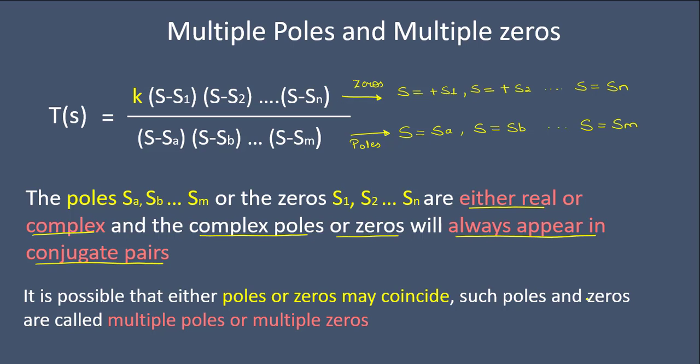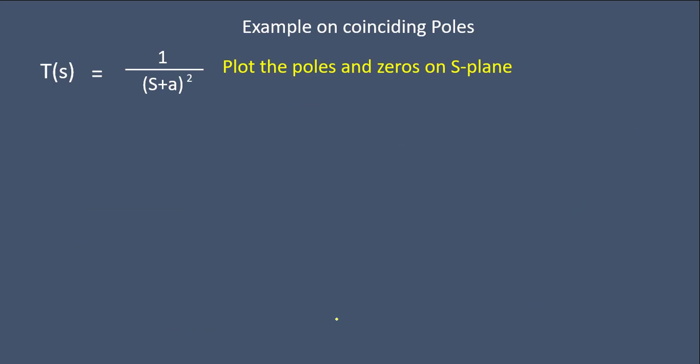Such poles and zeros are called multiple poles or multiple zeros. Now, if the poles or the zeros occur at the same location, or if they are repetitive, then we can say these are called multiple poles or multiple zeros. Now, let us discuss them with an example.